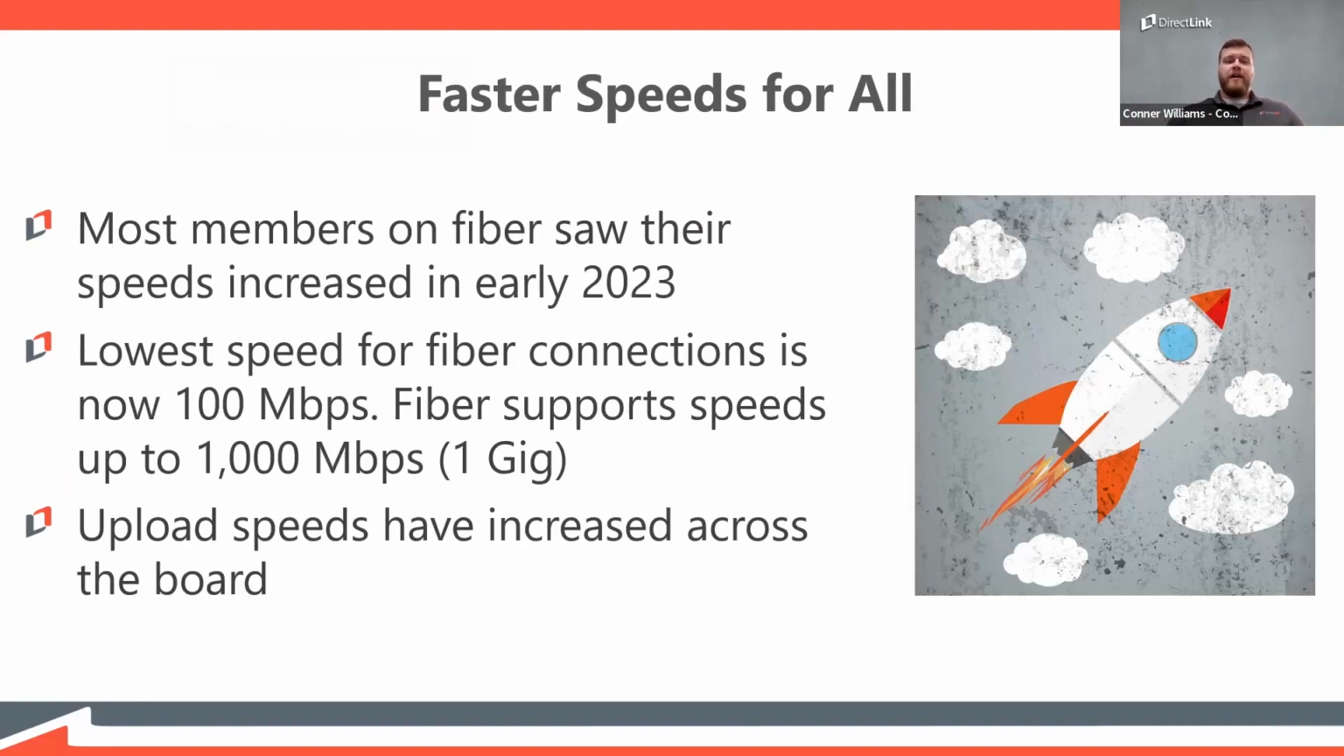Next up, I mentioned that OMNI includes fast download and upload speeds. Most members on fiber saw their internet speeds overall increased in early 2023. That's that letter that you received in the mail. And in fact, our lowest speed now on fiber connections is 100 megabits per second. And fiber itself supports speeds up to 1,000 megabits per second. You may have heard that referred to as 1 gig before. Very, very fast, very reliable internet speed that you can get on fiber.